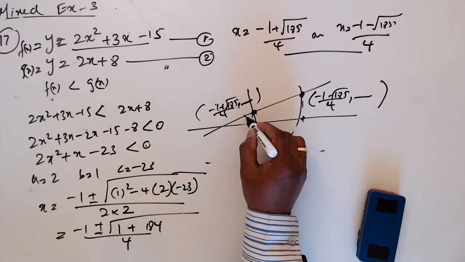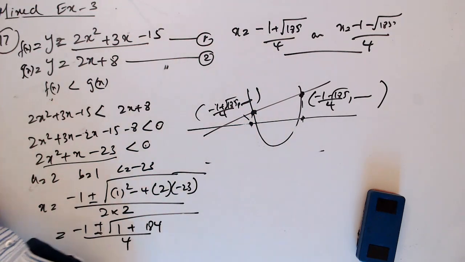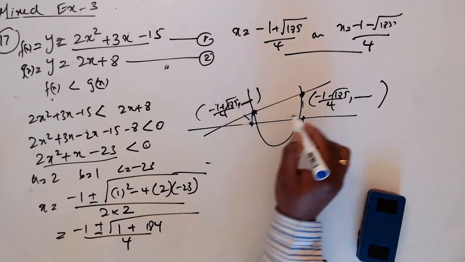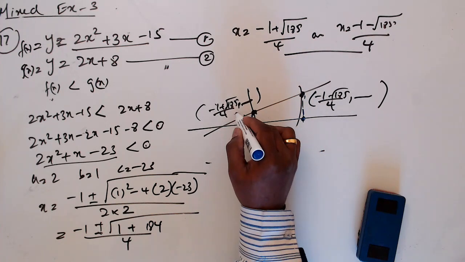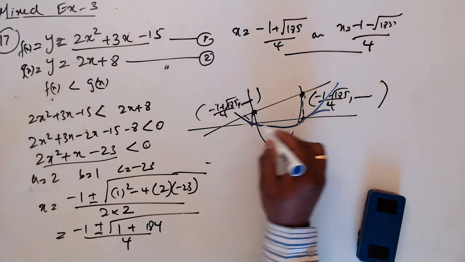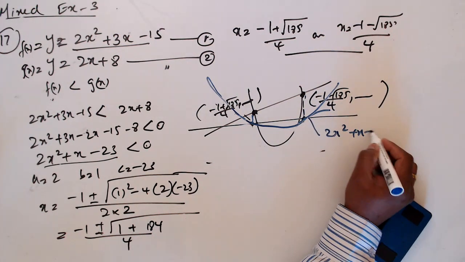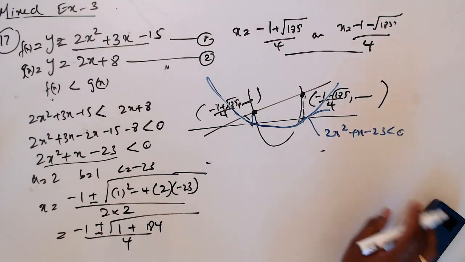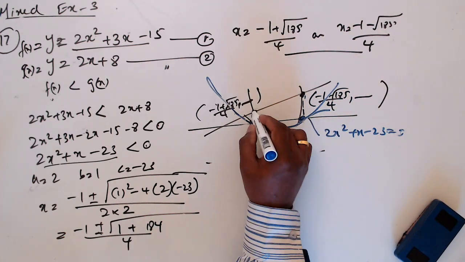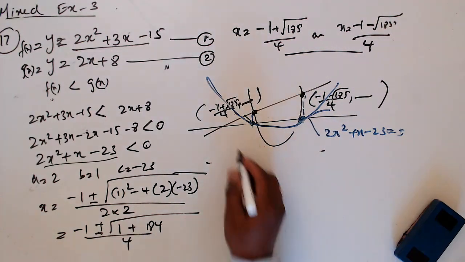So those two roots, maybe this is a different one. This is the quadratic equation for this curve. This is 2x square plus x minus 23 less than 0. So equal to 0, this is this curve. The root of this curve means the intersection point of those two lines. You already know, I explained earlier.